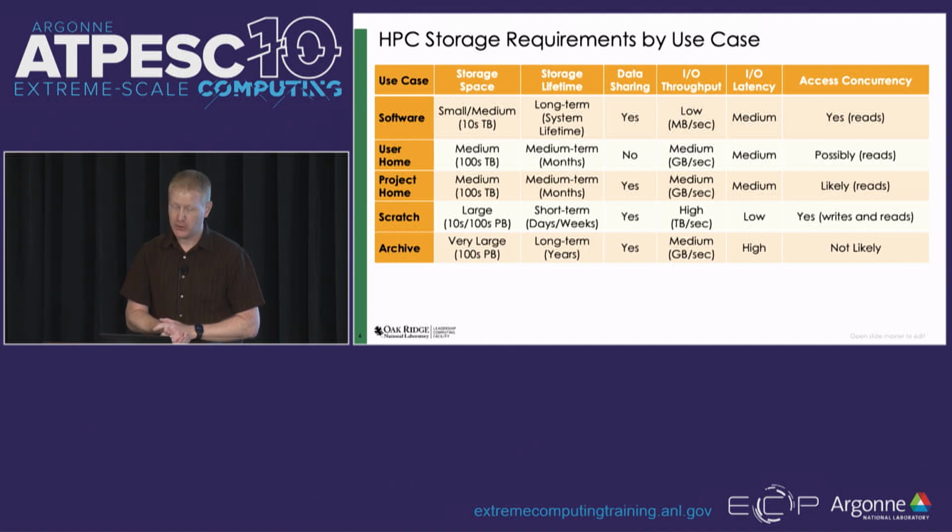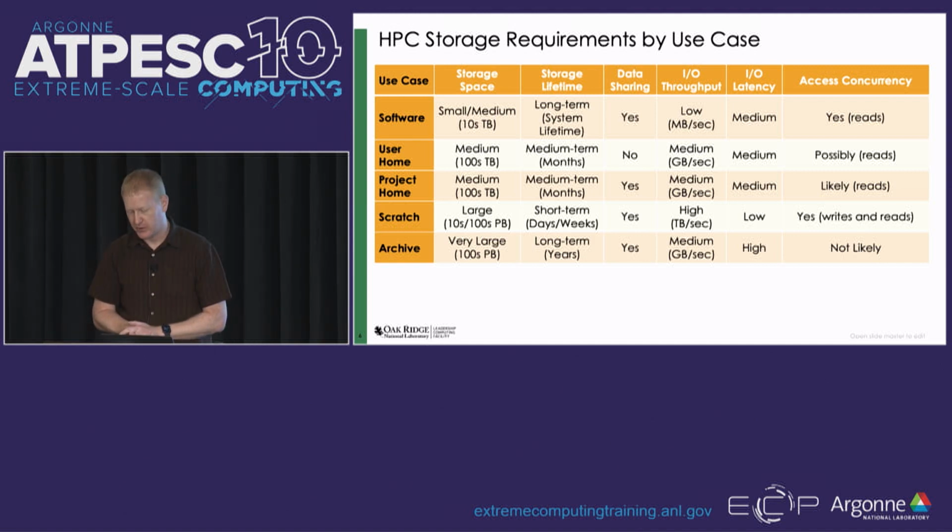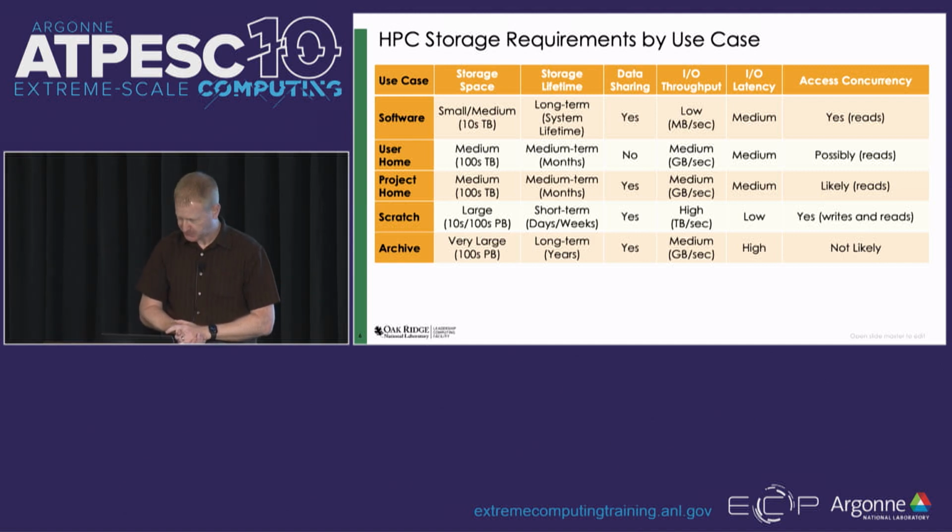So it's low latency, but only in comparison to the other storage systems. It's not low in terms of what you could see on your personal machine. And this is basically the only storage area where you're going to see lots of read and write access concurrency at the same time. Finally, archive.